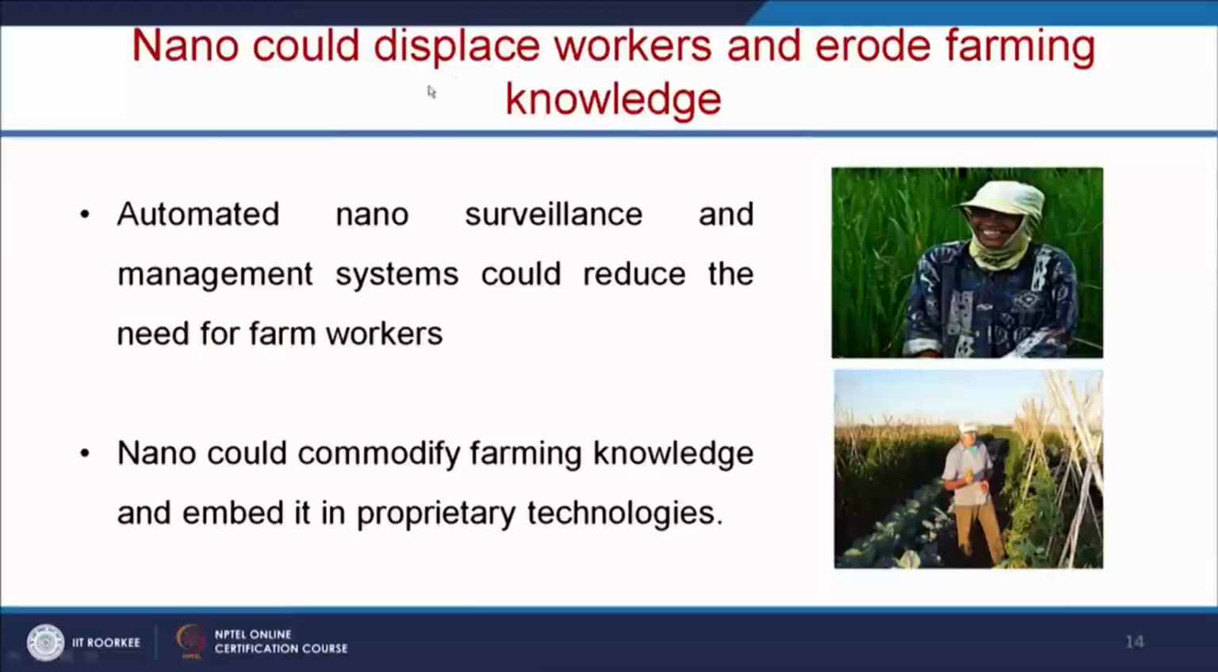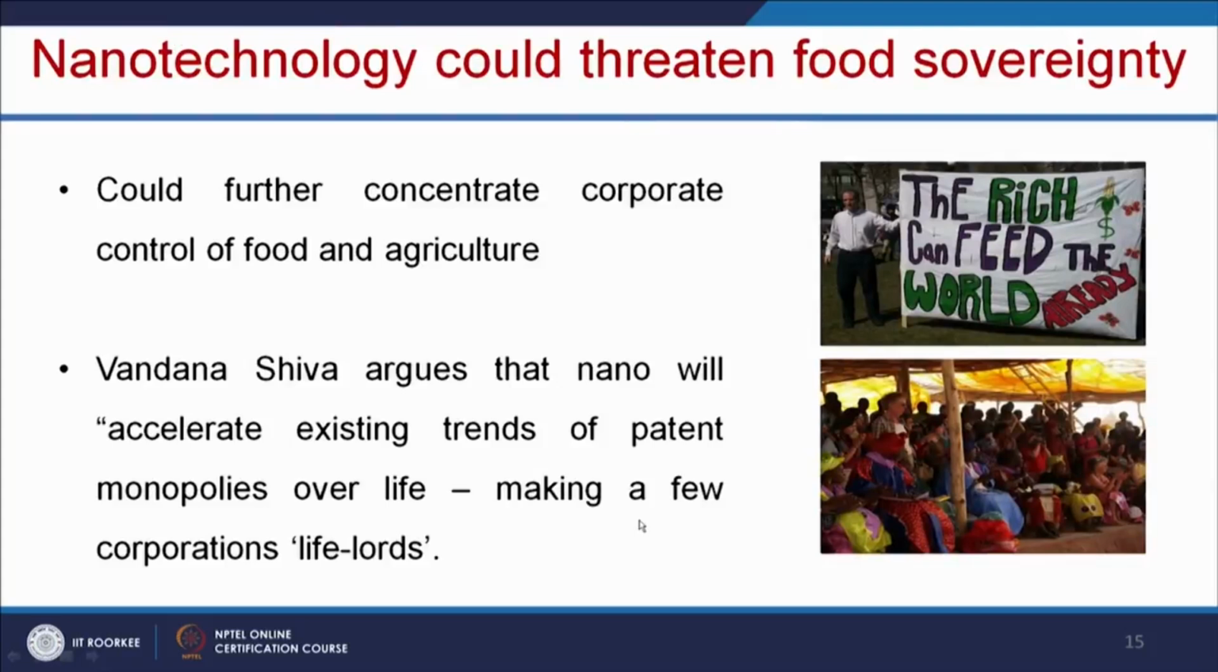Again, nano could displace workers and erode farming knowledge, because everything will be automated, with automated nano surveillance and management systems. That could reduce the need for farm workers, and nano could commodify farming knowledge. Nano will play a major role and will take up technologies like proprietary technologies, so only some multinational companies can control food and agriculture.